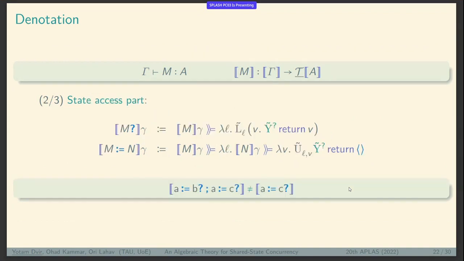State access parts. Here we'll be using our algebraic operators. So we use lookup in the reference case and update in the assignment case. And it looks exactly like it looks in the global state, the one that's only sequential. We just add this possible yield. And if you just calculate the denotations, you'll see that they're different. So we answered our second question.